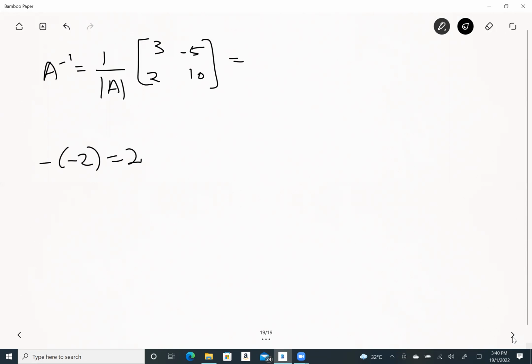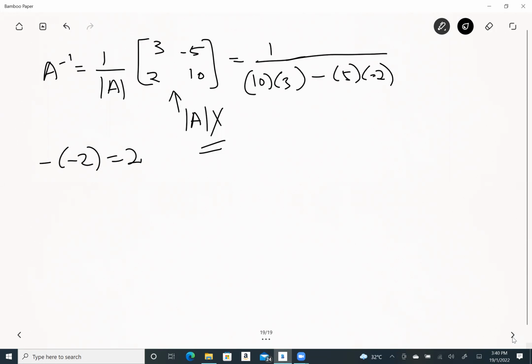Then you get the determinant. Maybe don't be confused: you don't get the determinant of this matrix, this is not what we want. You want the determinant of the original matrix. So I will do that now. What do I get? I get 10 times 3 minus 5 times negative 2.